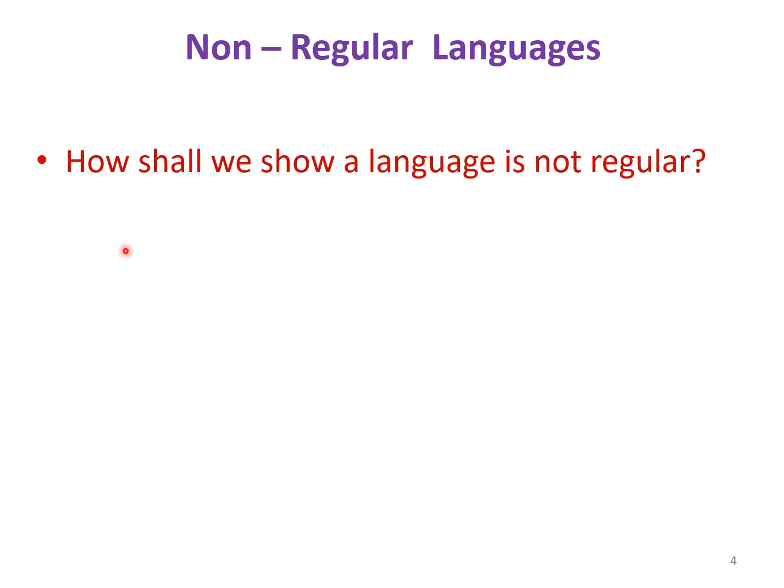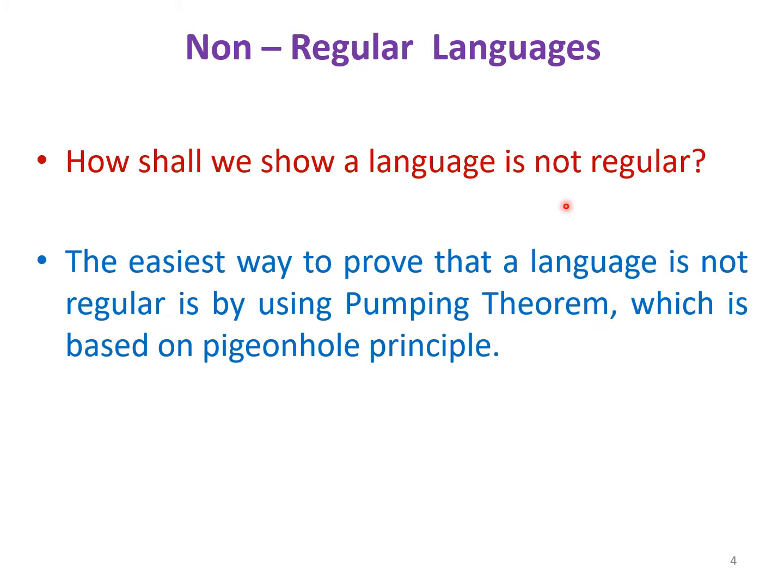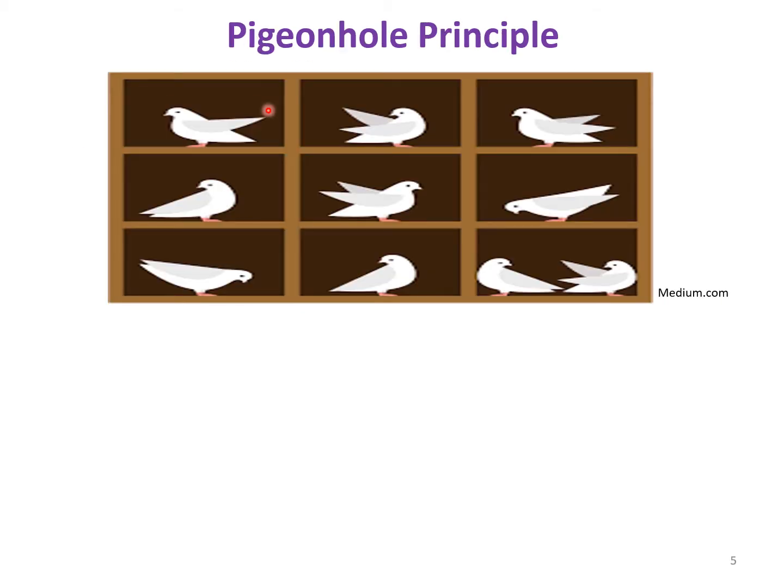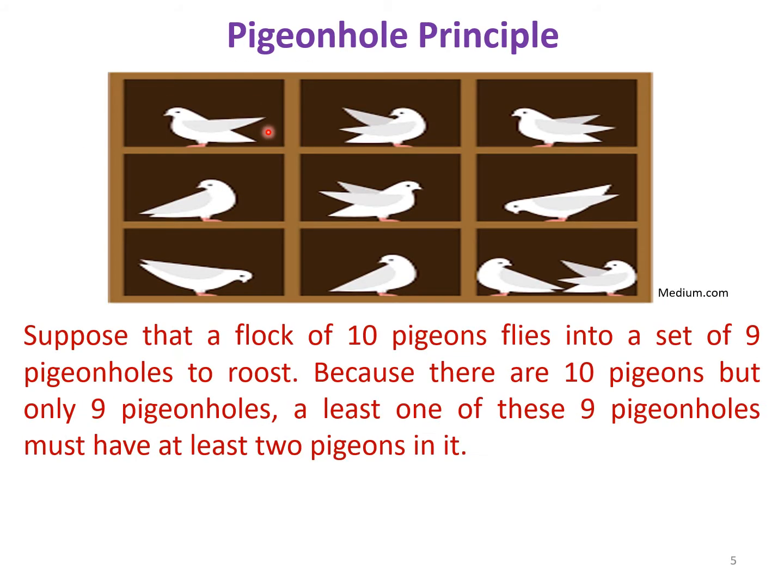Next, to show that the given language is not regular, the easiest way to prove that a language is not regular is by using the pumping theorem, which is based on the pigeonhole principle. So let us see what the pigeonhole principle states.